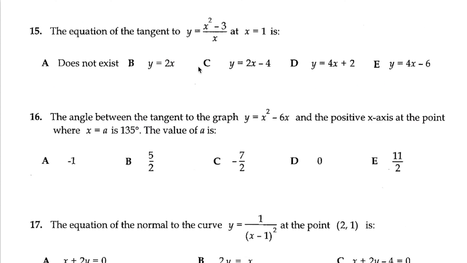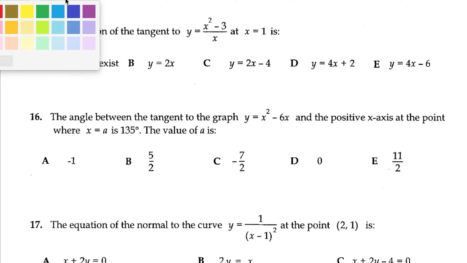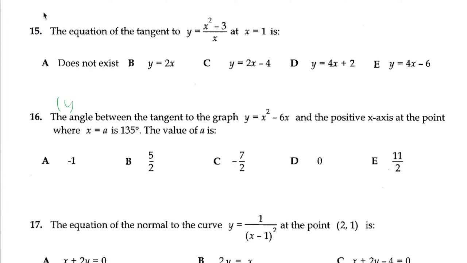Now let's look at question 15. The equation of the tangent at x equals 1 is... first of all, you need to find the corresponding y value, and then you need to find the slope. We're using y minus y0 equals m times (x minus x0). So it's a bit of work. At x equals 1, the corresponding y value: plug 1 in, 1 minus 3 divided by 1, which is minus 2.